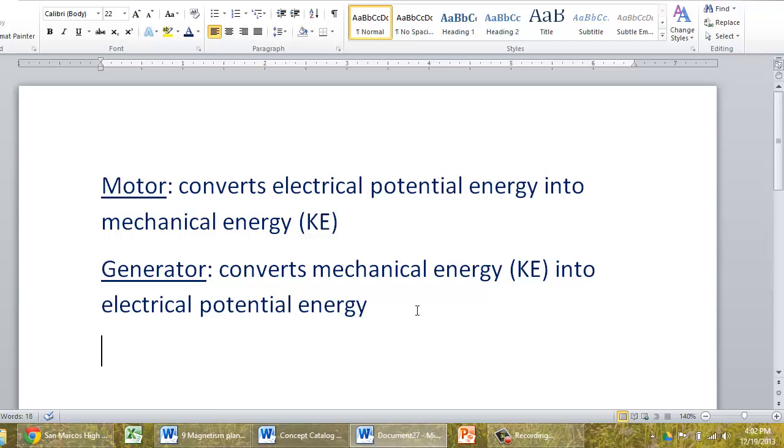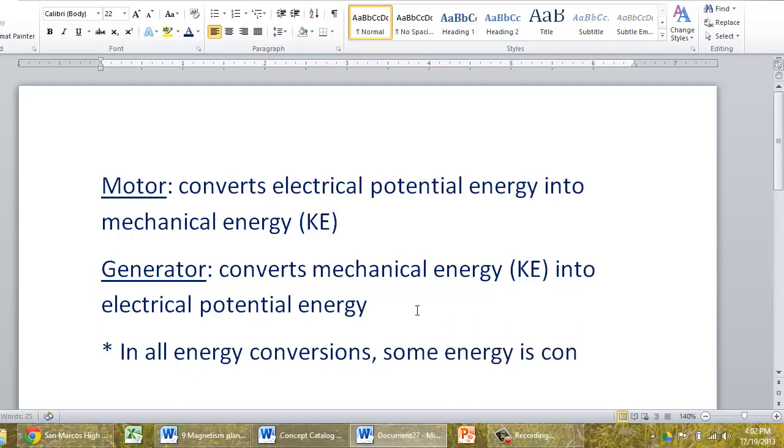So we might have here a little star. I'm going to do a star like an asterisk. You can do a real star. In all energy conversions, some energy is converted to thermal energy, waste heat.